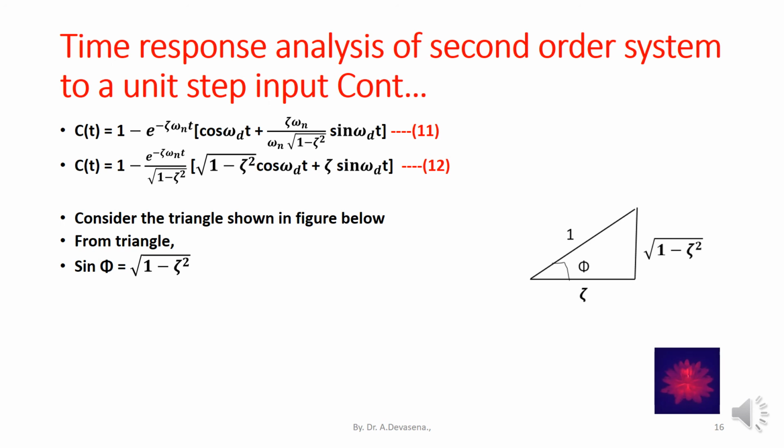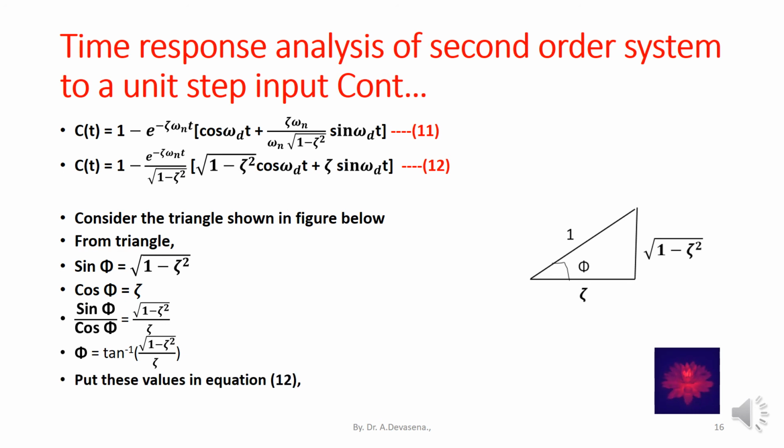That is, the sin phi value is the opposite side. The opposite side of phi is square root of 1 minus zeta square. And the value of cos phi is zeta, the adjacent side. Sin phi by cos phi is equal to square root of 1 minus zeta square by zeta. That is tan phi is equal to square root of 1 minus zeta square by zeta, or phi is equal to tan inverse of square root of 1 minus zeta square divided by zeta. Put these values in equation 12.